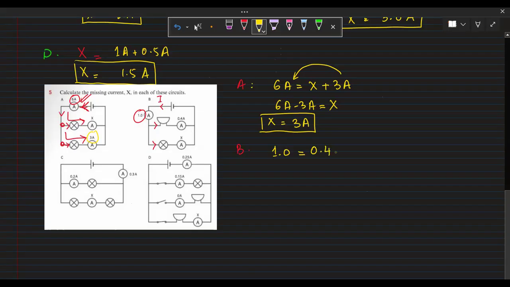So how will you write it? 0.4 ampere plus X, right? Now this time you will shift this 0.4 to the left hand side. 1.0 minus 0.4 ampere. So you get 0.6 ampere. So I hope that you people have understood. Make sure that whenever you write the answer, never forget to write the unit, okay?